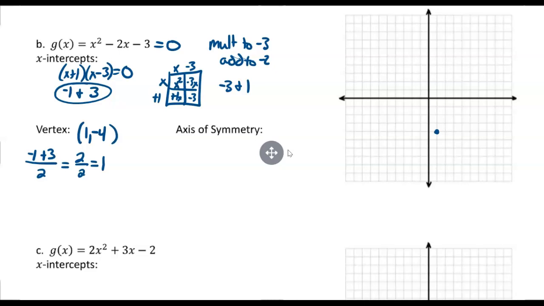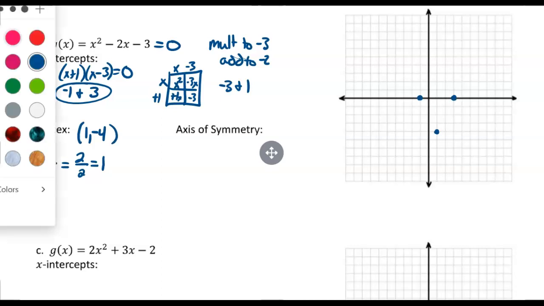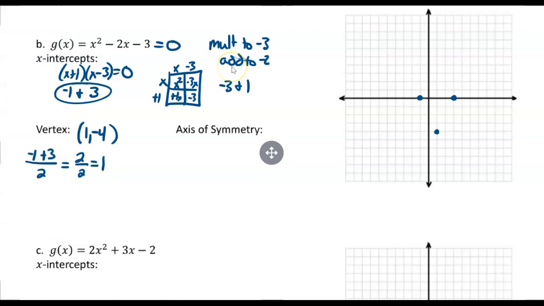Then my axis of symmetry is at negative 1. I'm sorry, my zeros, my x-intercepts are at -1 and 3. I was thinking axis of symmetry in my head because I'm going to go ahead and just draw it in since it is not on the y-axis.